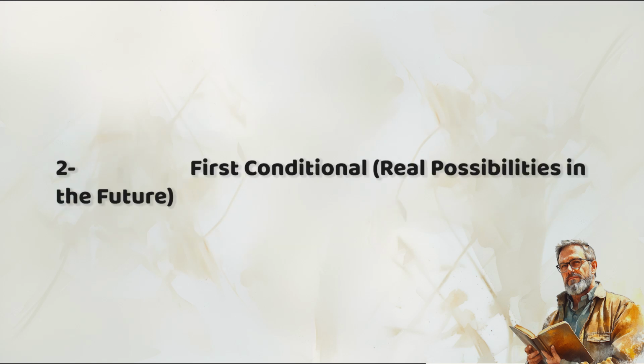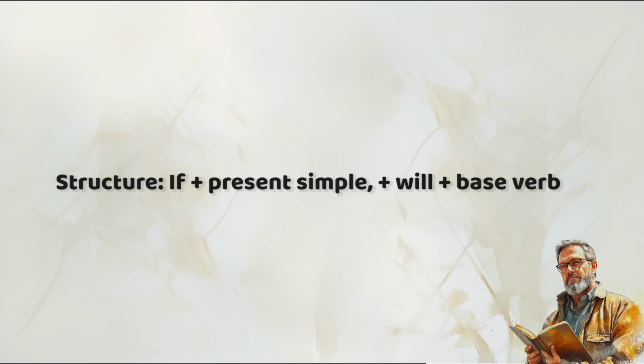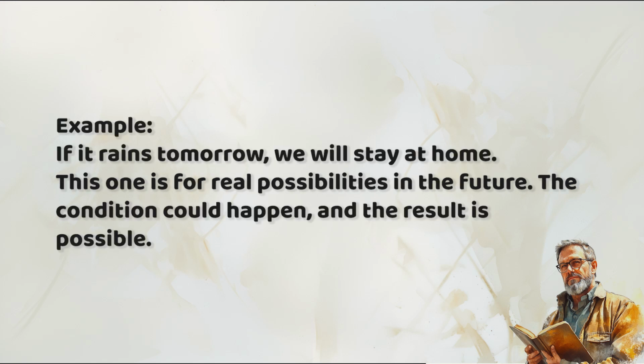2. First conditional, real possibilities in the future. Structure: if plus present simple, plus will plus base verb. Example: If it rains tomorrow, we will stay at home. This one is for real possibilities in the future. The condition could happen, and the result is possible.